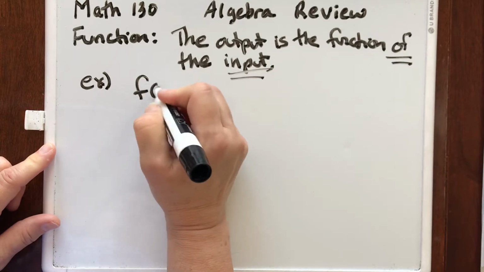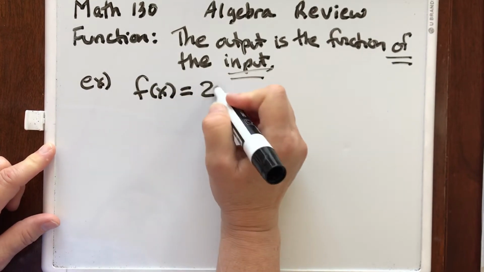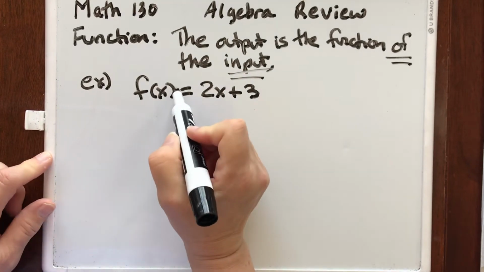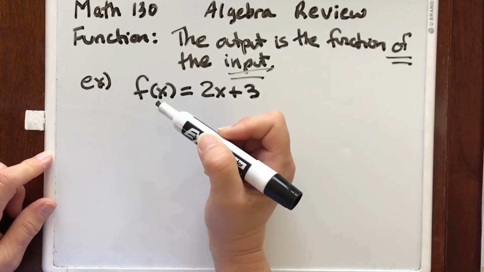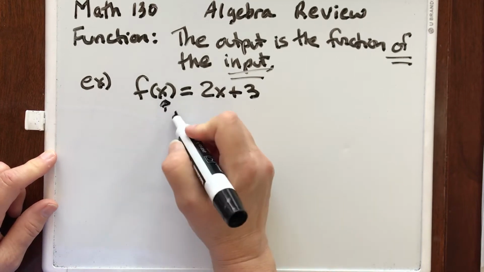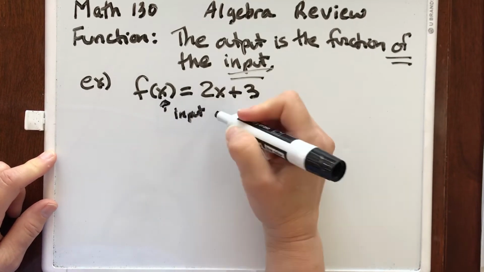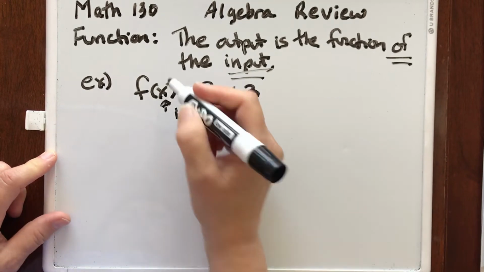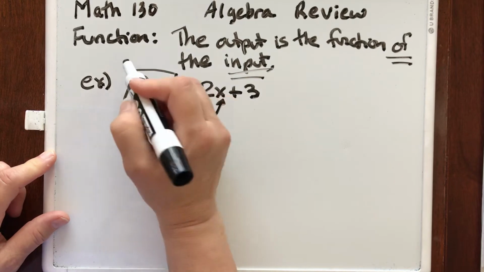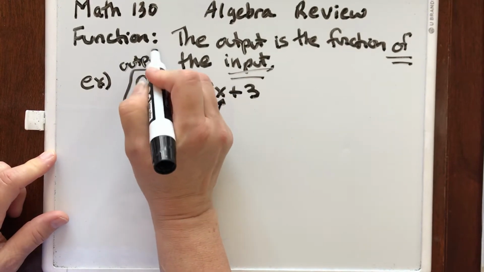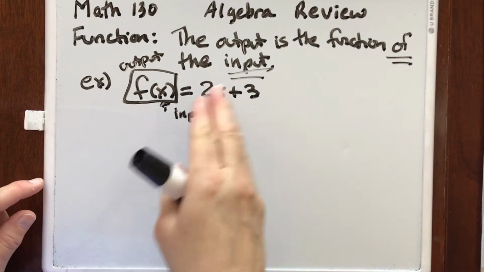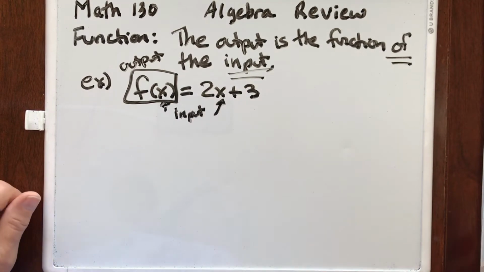If we have f of x equals 2x plus 3, is this right here the output or the input? The x is the input. The output is f of x. That's the output. So we put a value into x, and then we get something after we do some math to it. That's our output.